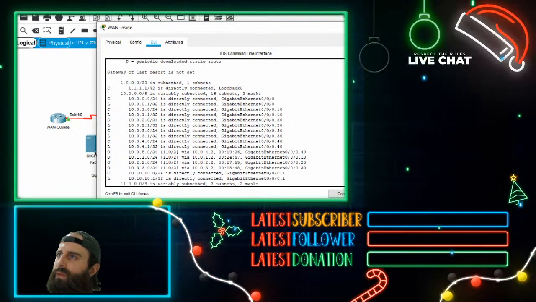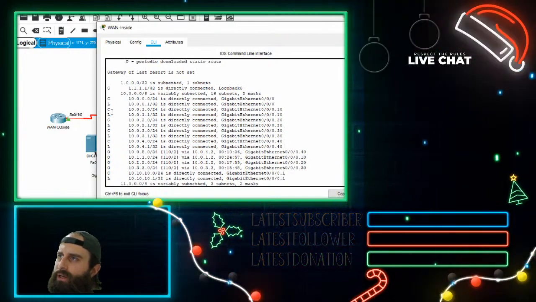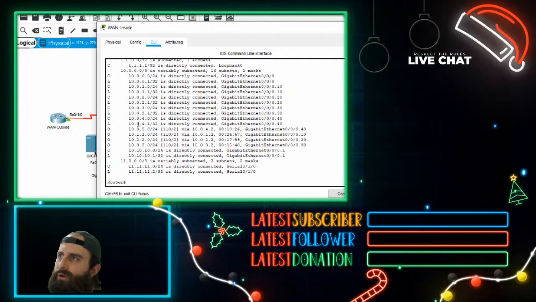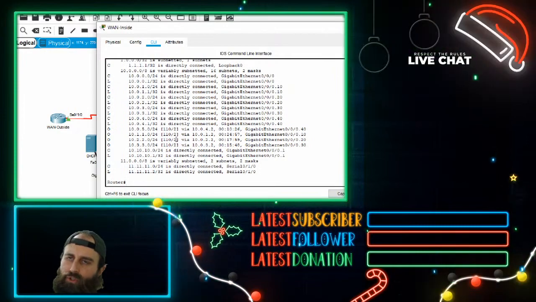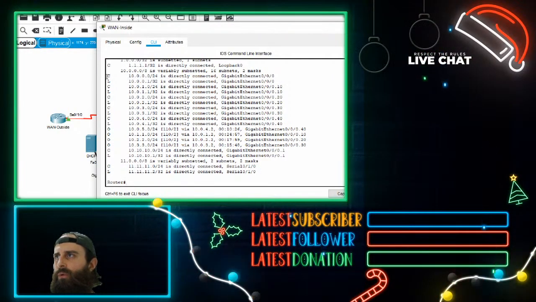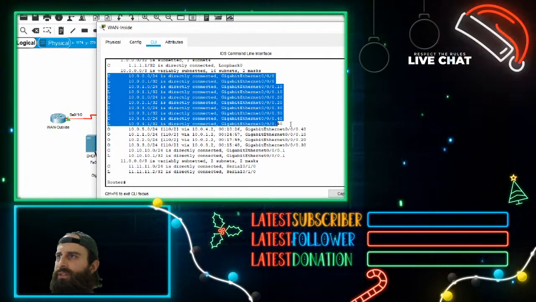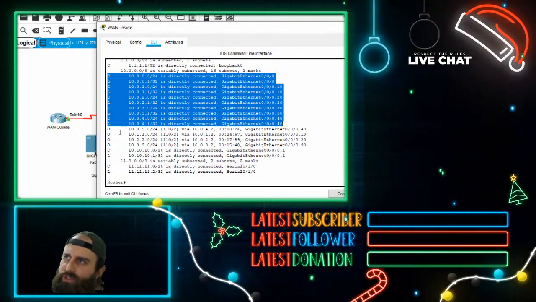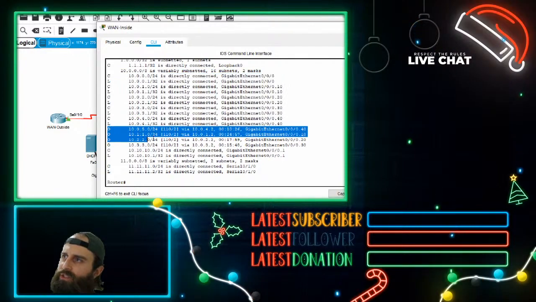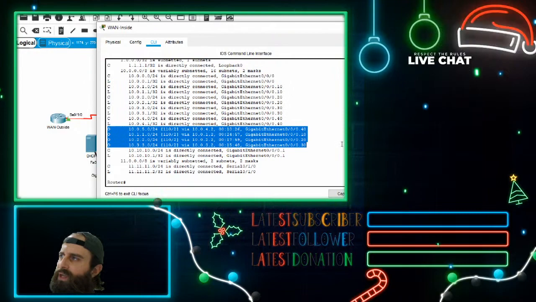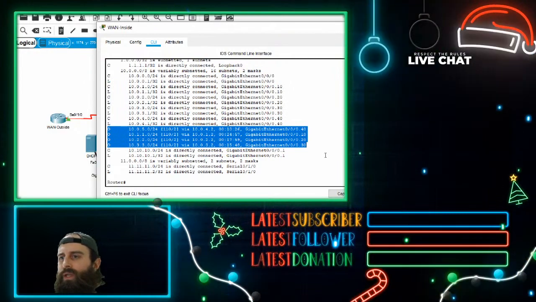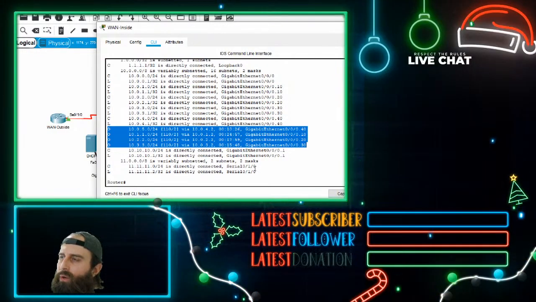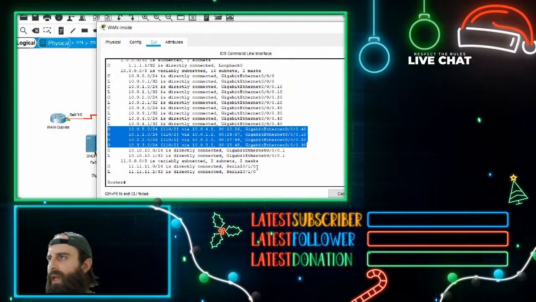A lot of these are local to this router. All the ones that you're seeing with the L and the C are my local outside addresses, and the ones that you're seeing with the O are learned by OSPF. Those are my local inside addresses that OSPF had learned. Okay.